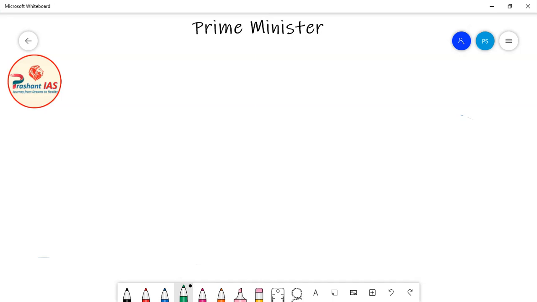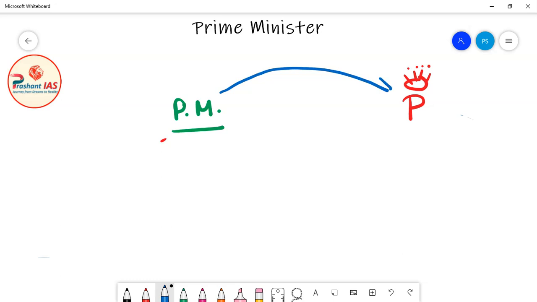So friends, for example, let's suppose this is the Prime Minister of India and this is the President of India. Now friends, it is the duty of the Prime Minister to inform the President about the affairs of the COM.